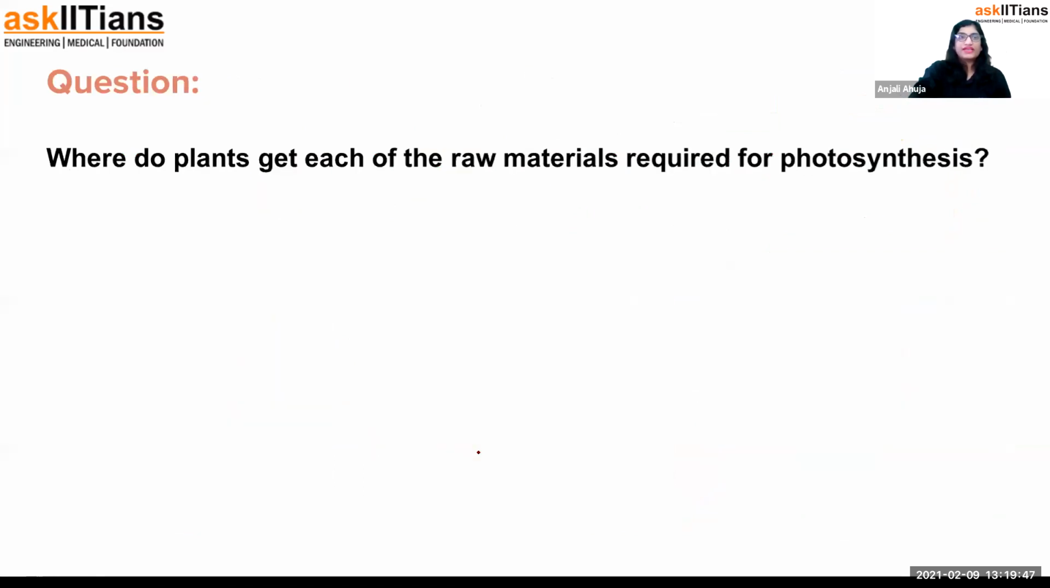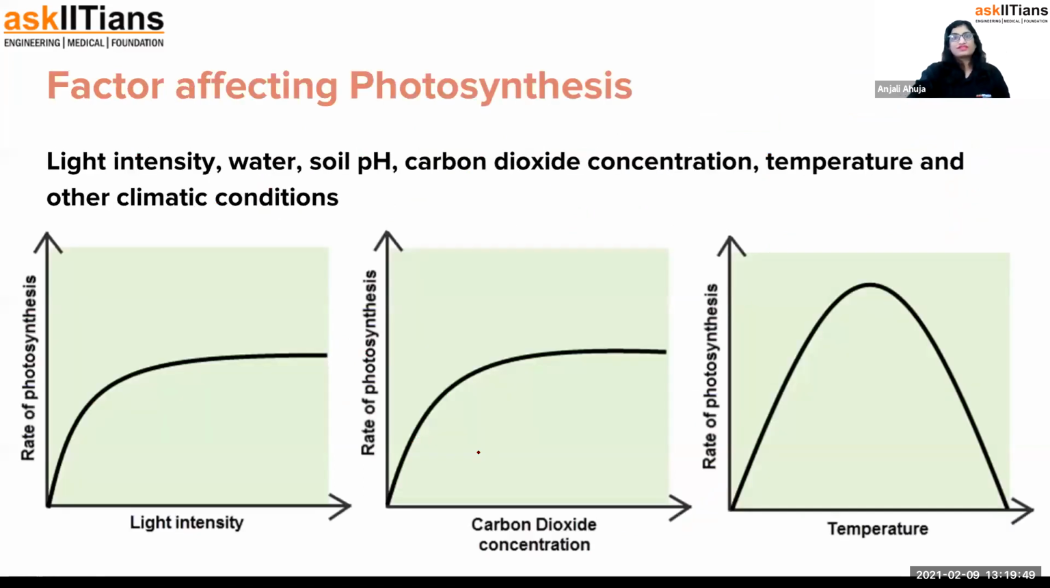Now, guys, the very last topic, I suppose, is factors affecting photosynthesis. You can think about all the factors, but a few are written there: light intensity, water, soil, pH, carbon dioxide concentration, temperature, and other climatic conditions. On the graphical format, I have added light intensity and carbon dioxide. Guys, listen, one thing: I don't think they're going to ask this topic as a detailed question, but they can ask just a 1 or 2 mark question. But that's fine, you have to learn it.